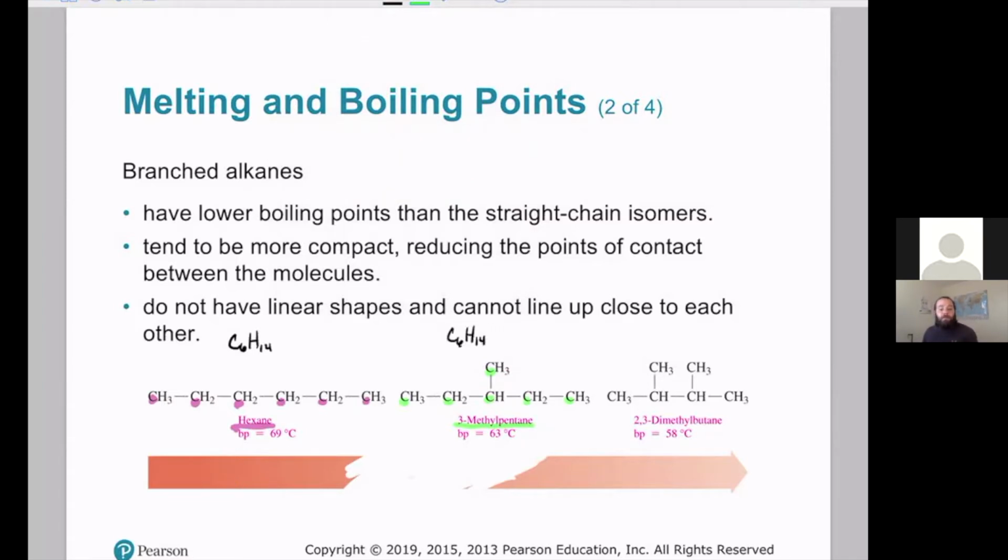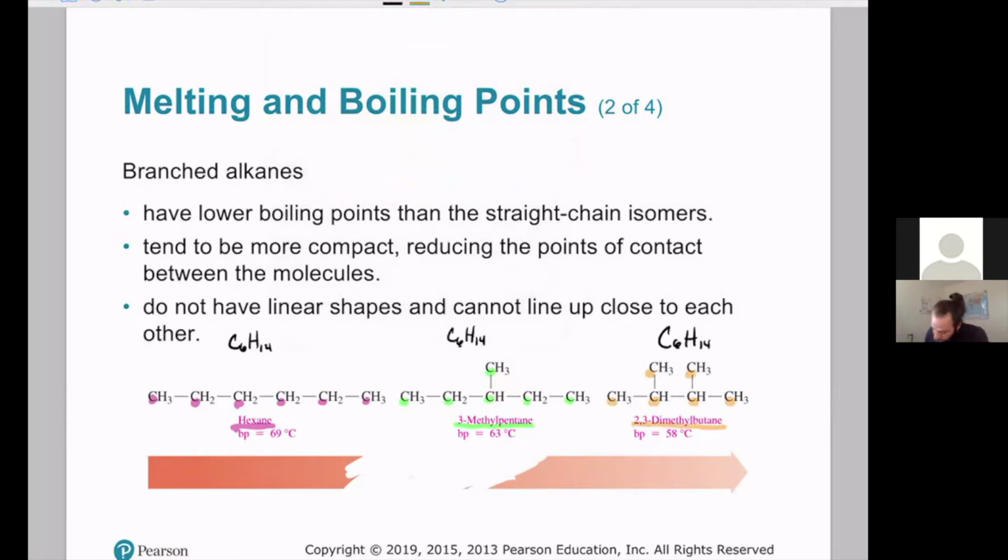Same formula. The difference is that they're not just connected in a line. There's this branch point. And then we have this other example here, dimethylbutane, which again contains 1, 2, 3, 4, 5, 6 total carbons. It again has this same formula. So the difference between these is we're increasing the number of branch points that this molecule has.